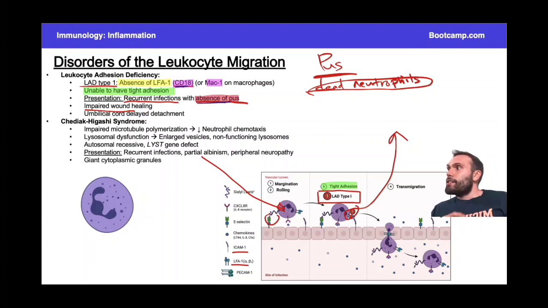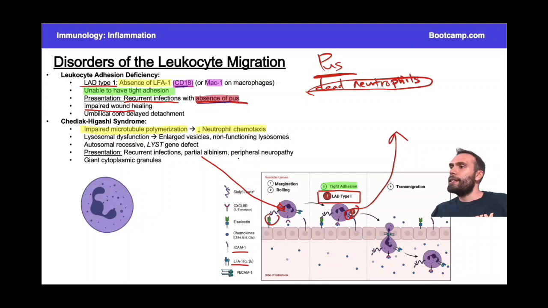Now, Chediak-Higashi syndrome is going to have to do with impaired microtubule polymerization. And again, it's really these mechanisms that you have to be familiar with. So if you don't have good microtubule polymerization, this can result in a decrease in neutrophil chemotaxis. Chemotaxis, again, interleukin 8, LTB4, C5a, right? Just remember those. Those are your big three. Okay, but this process is impaired.